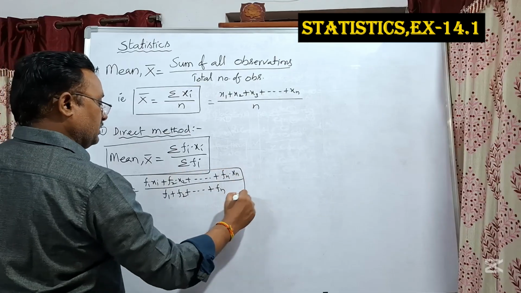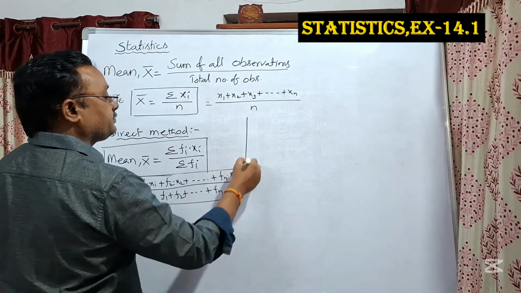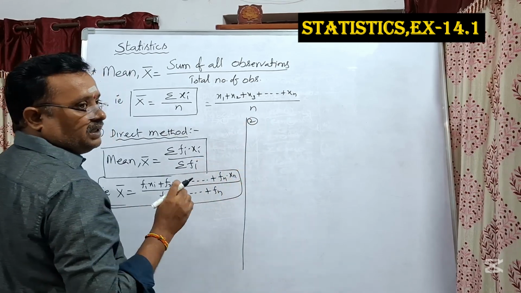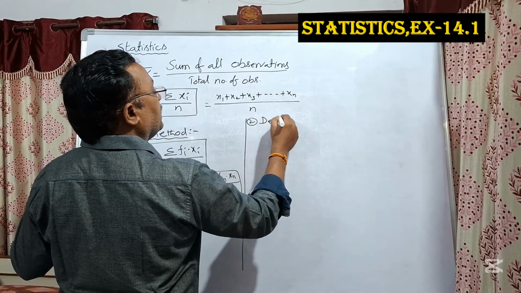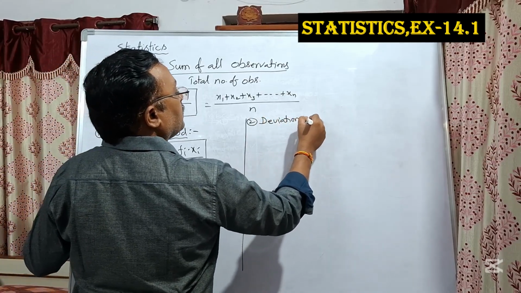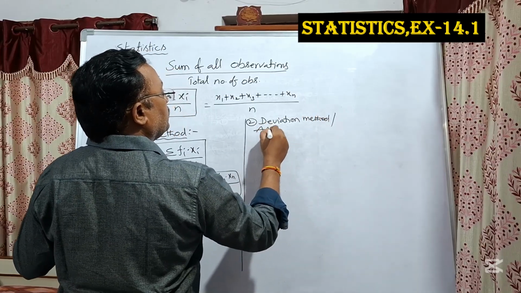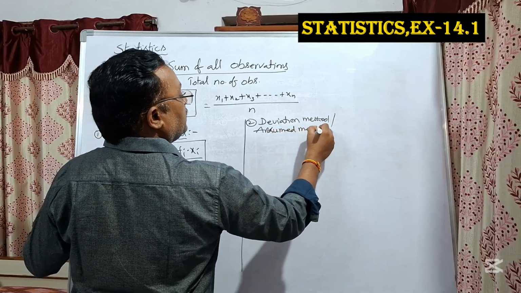It represents this one. Next, coming to the next process, the second method for finding the mean in our syllabus is called the deviation method, or assumed mean method.